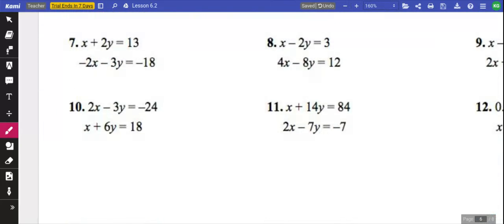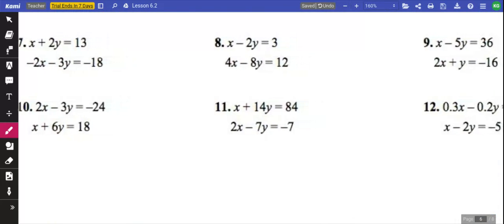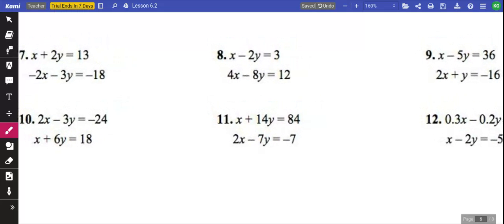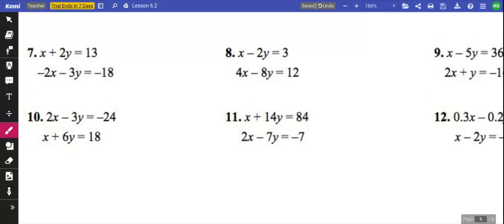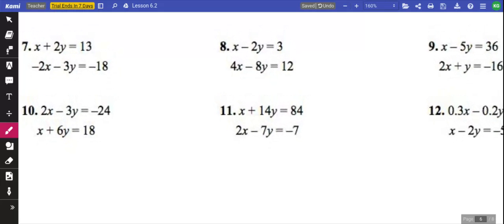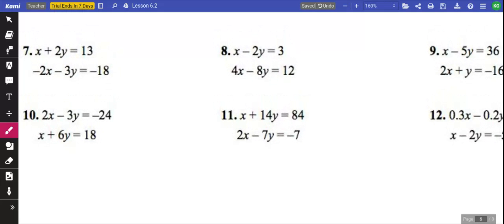Okay, let's see if we can find a no solution here. Okay, I found both. I found a many solution and a no solution. So let's look at number 8 here.